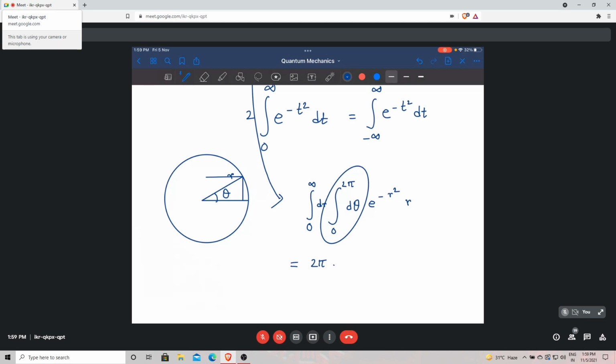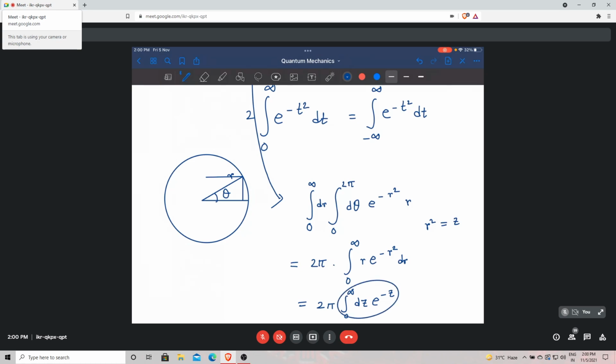Any difficulty or confusion? Okay. So 0 to 2 pi, integral from 0 to infinity of r e to the power minus r squared dr. Now you just put r squared equal to z, and you are back with this integration: 0 to 2 pi, integral from 0 to infinity of dz by 2 e to the power minus z, and you know the value of this is nothing but what? You did it a few times.